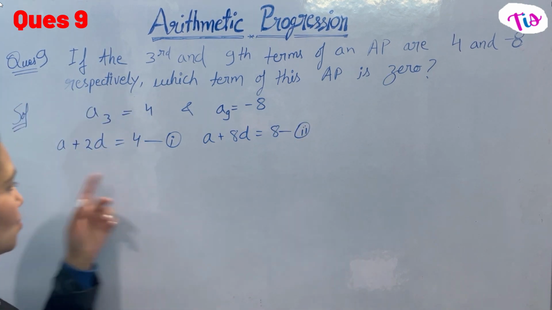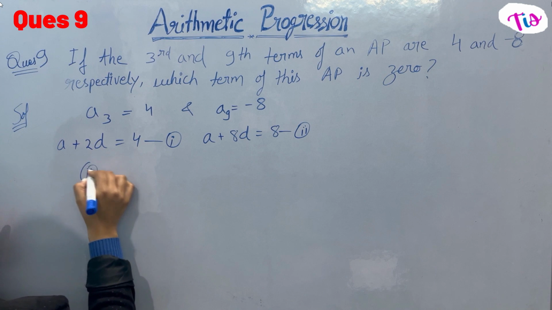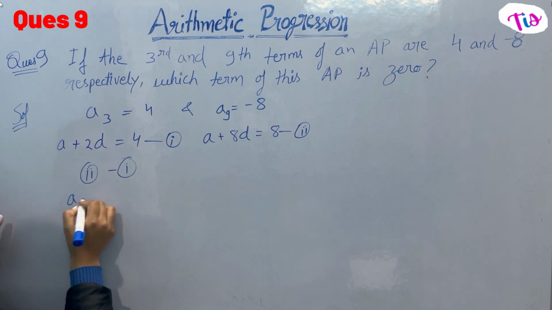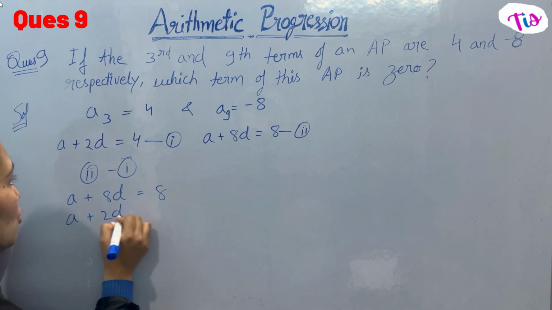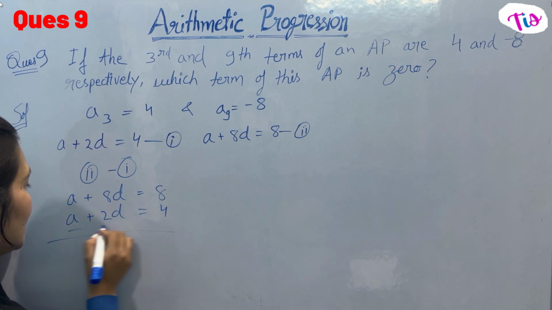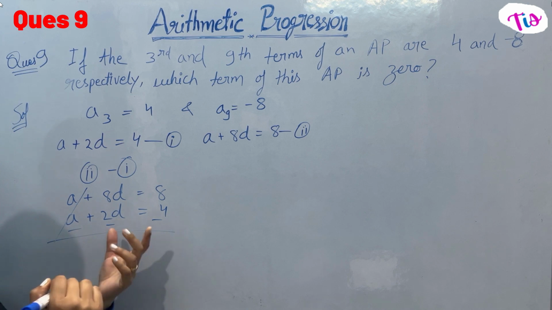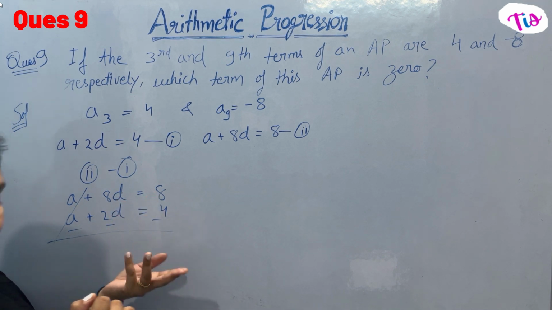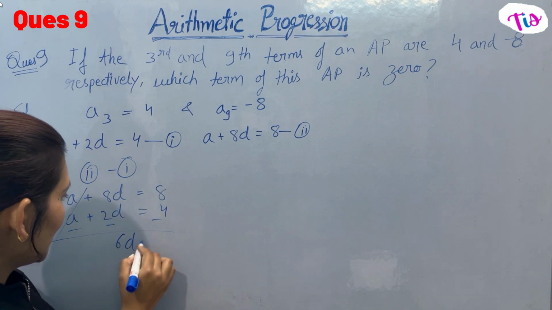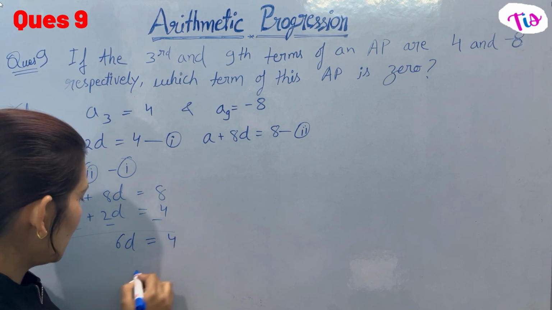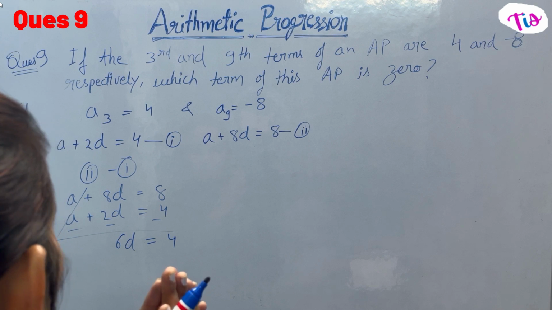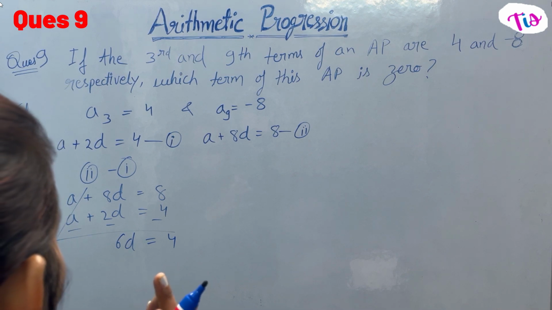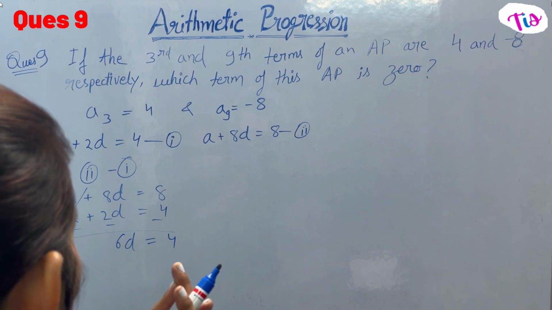Now let's solve these two equations. Second minus 1. So a plus 8d is equal to minus 8, and a plus 2d is equal to 4. Now subtract it. a cancels out a, and 8d minus 2d will be 6d. Minus 8 minus 4 is minus 12. Now d, did I do something wrong? 8d minus 6d, okay.